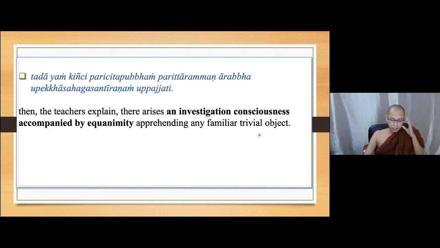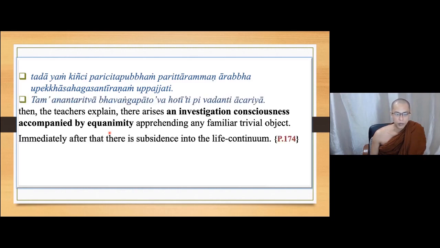Here, the object is any familiar trivial object. It is an apprehended object, but we cannot identify which object. But it is already familiar to him, to his mental process, because it was taken many times before in this life. So taking that object, the investigating consciousness accompanied by equanimity arises just after the Domanassa Javana, before the Bhavanga comes. Here it does not perform the registration, but it takes the place where the registration would arise, due to the absence of registration. Okay, so that is called the adventitious Bhavanga.